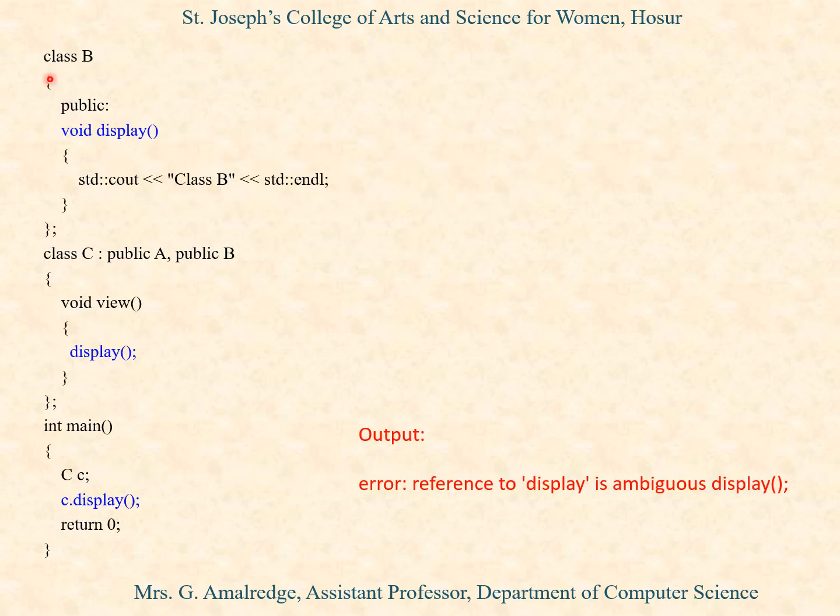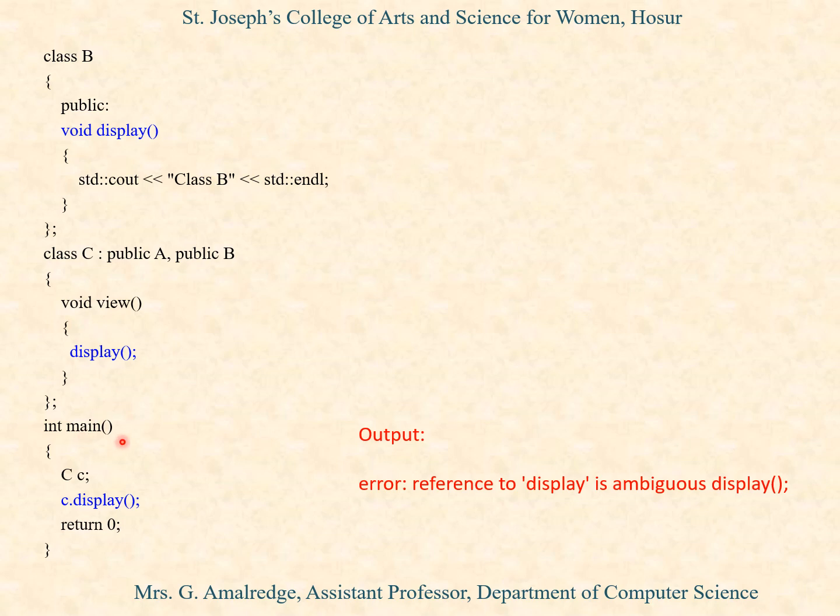we are creating another base class called B. That base class also has the member function display. We are creating a derived class C which inherits the features of base classes A and B. In the subclass C, we are creating a member function called view. In that view function, we are calling the method display. This display is available in both base classes A and B.